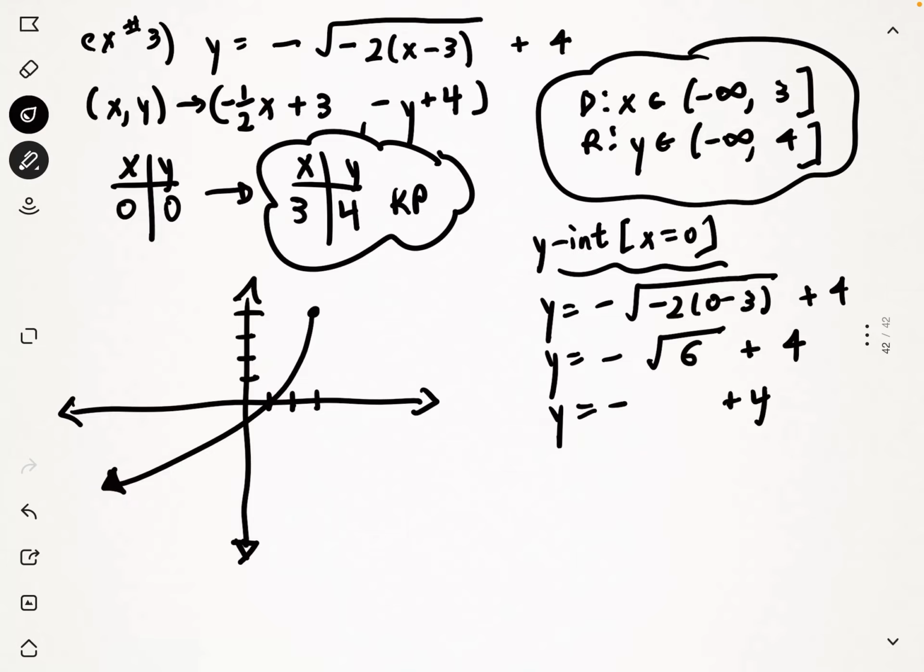And if we do the square root of 6, we're going to get 2 point something or other. And then we do this and we get 1 point something or other.